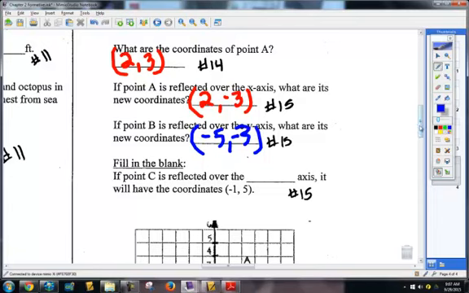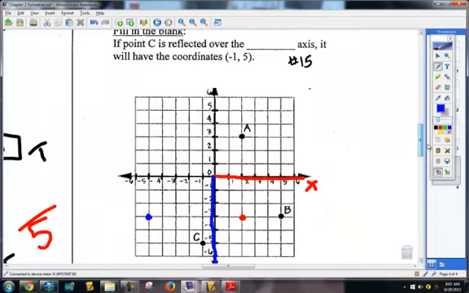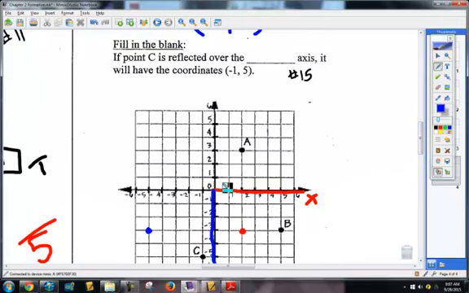Okay, if point C is reflected over the what axis, it will have coordinates -1, 5. So -1, 5 would be right there. So obviously this right here would be the reflection. So it'd have to be the x-axis, right?